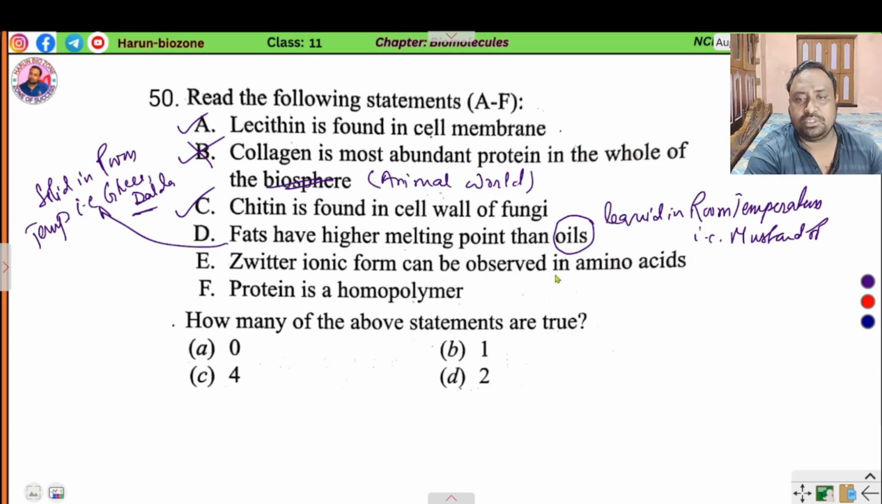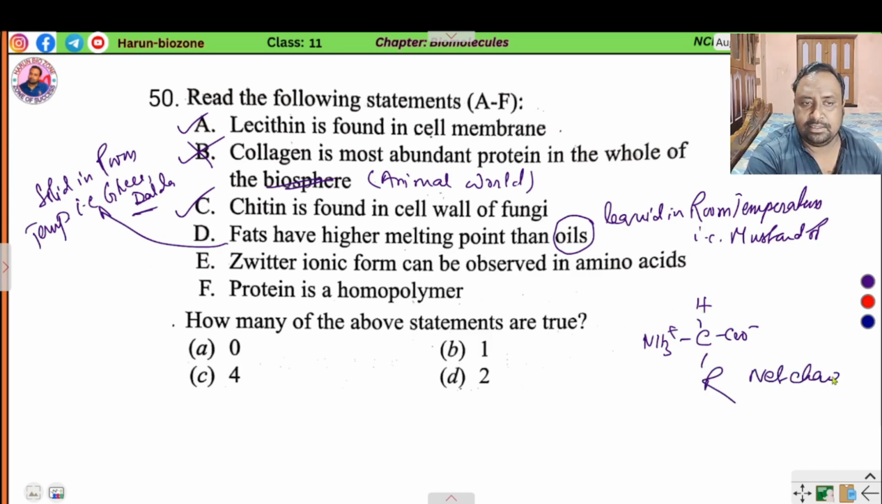Zwitterionic form can be observed in amino acids. This is the isoelectric point, when net charge is zero. Protein is a homopolymer. This is wrong, so option B is wrong. The maximum number of statements is 5, but 4 are true. Answer is 4.